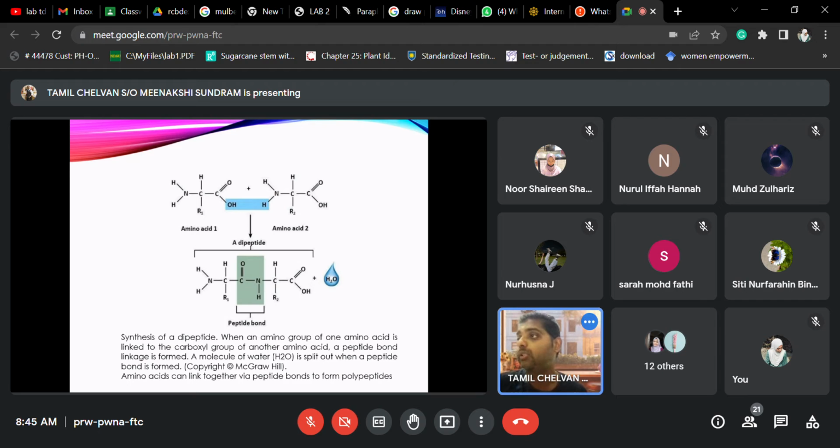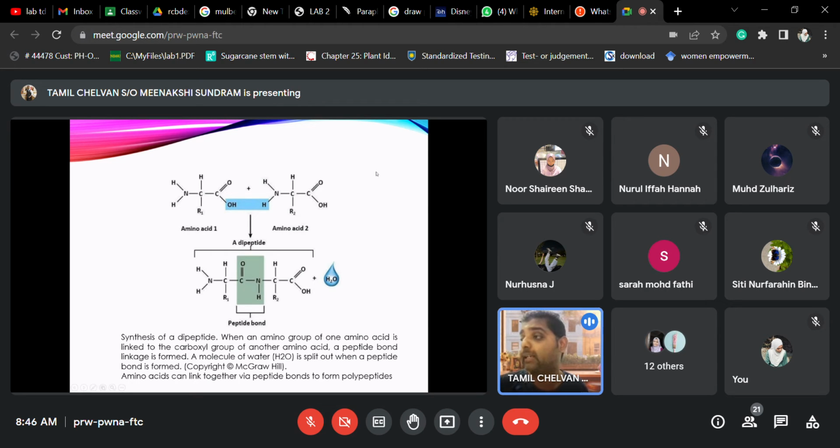So how is a dipeptide bond synthesized? How are amino acids connected to form protein? Let's see. We read down here for synthesis of a dipeptide. Dipeptide means two amino acids. Monopeptide is only one amino acid. A polypeptide is a lot of amino acids combined together.